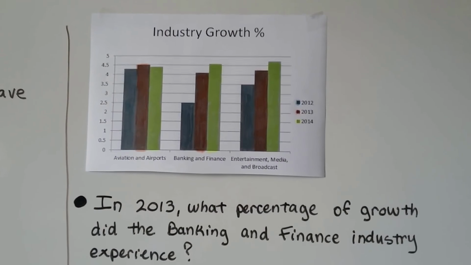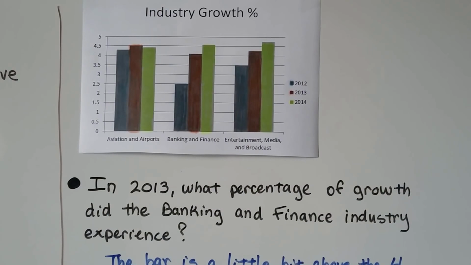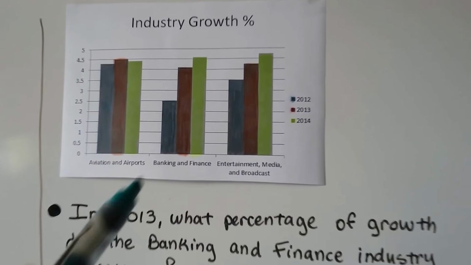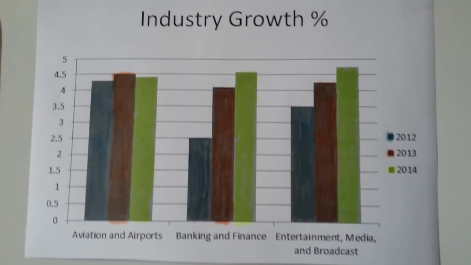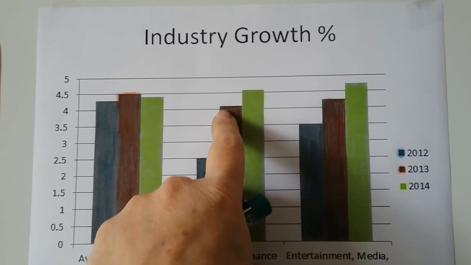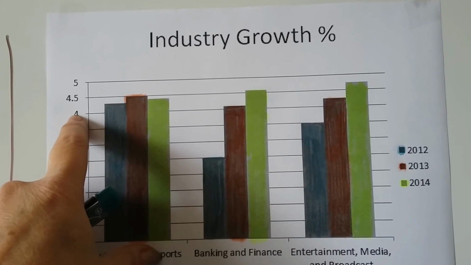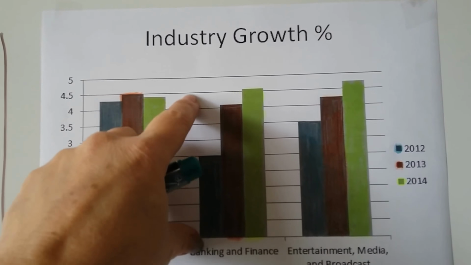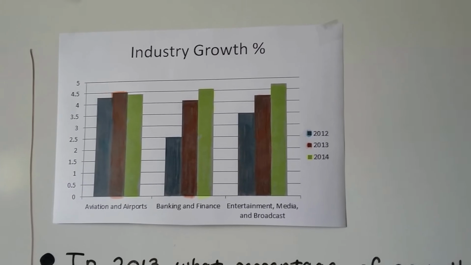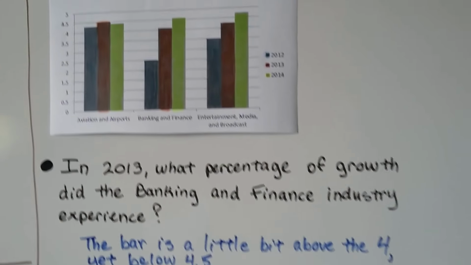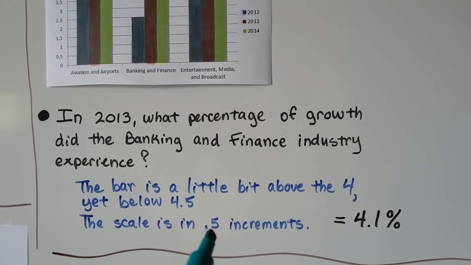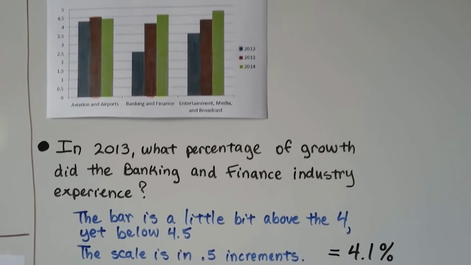See? So in 2013, what percentage of growth did the banking and finance industry experience? So 2013 is the brown one. This middle one is banking and finance. We can see that this goes up above the 4, but it's below 4.5. Now, because these are going up by increments of 0.5, we can split this space here into 5 and say that's about a 4.1%, because this is a percentage, see? So the bar is a little bit above the 4, yet below the 4.5. The scale is in increments of 0.5, so we figure it's 4.1%, see?